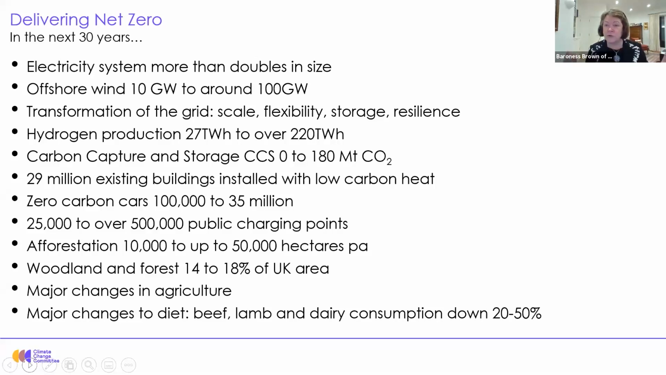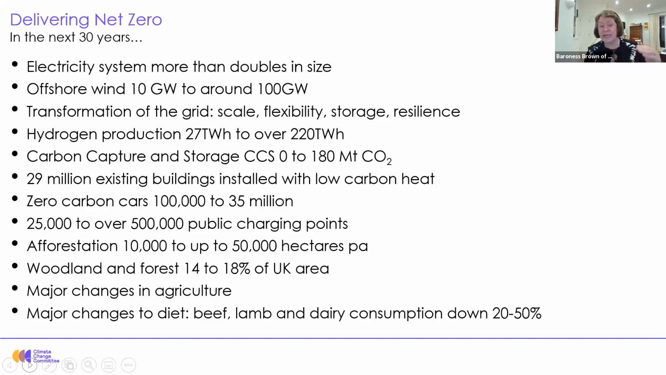We're going to have to grow this new hydrogen industry. We're going to have to get carbon capture and storage going. We've got nearly 30 million buildings which need to be made net zero, so they need to have their gas boilers swapped out and much better insulation. We've got to replace all of our cars, so probably 30 to 35 million cars, with EVs, and put in all of the charging infrastructure that will be needed for that.